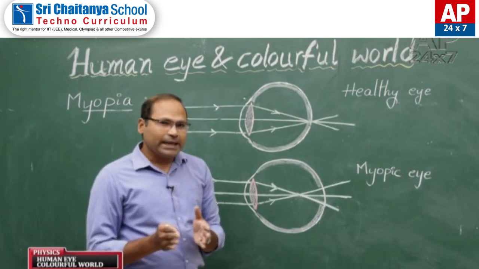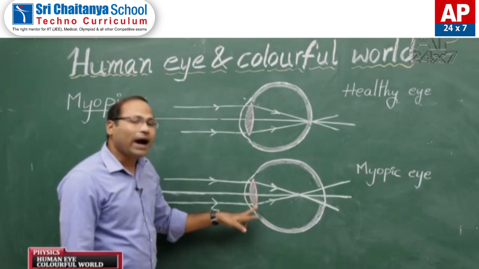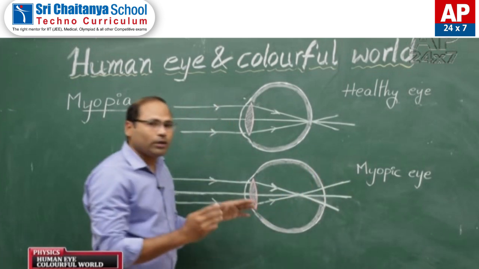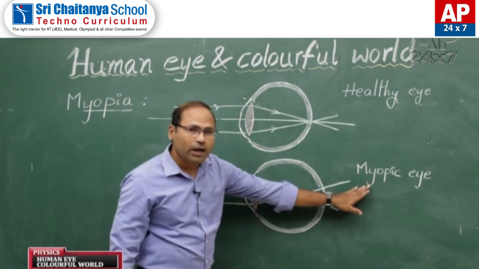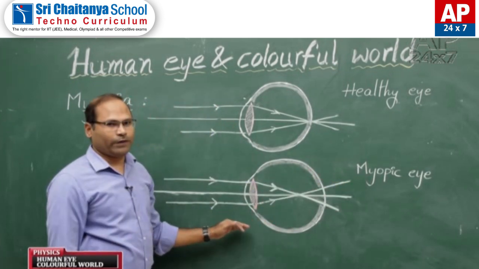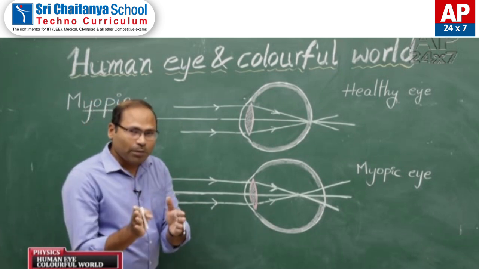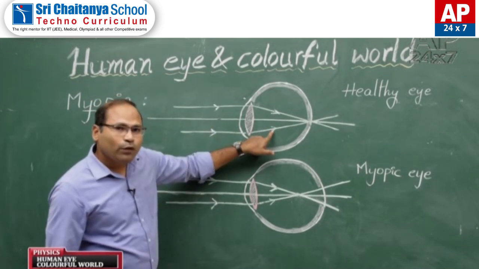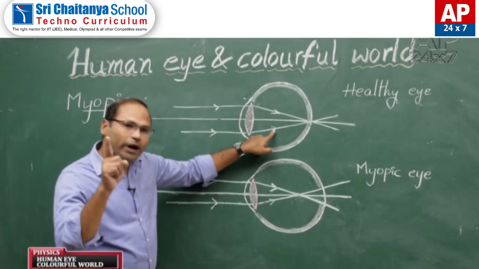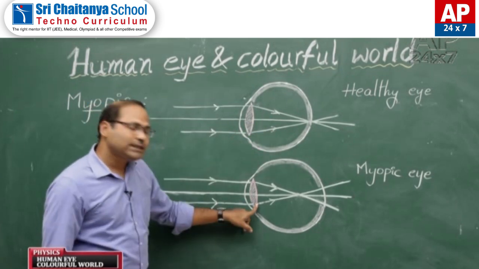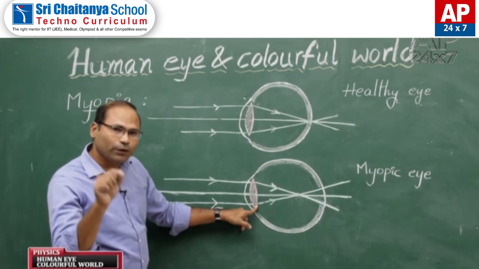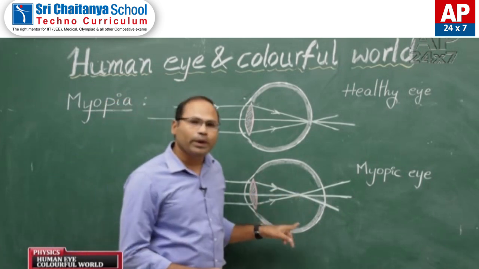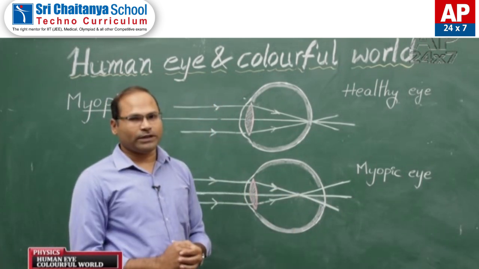So what we can say is the maximum focal length of the eye lens for people who are suffering from myopia is less than 2.5. Okay, once again I am repeating it, the maximum focal length for a healthy human eye is 2.5 centimeters, whereas the maximum focal length for a person suffering from myopia is less than 2.5 centimeters.